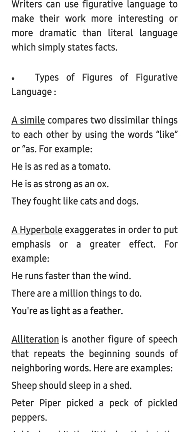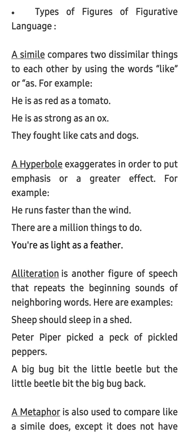Okay? And we're using the word here, we're using as. He is as red as a tomato. Okay? He is as strong as an ox. There's a similarity between an ox and that person, and it is in what? In the strength. They fought like cats and dogs. Here we're using like instead of as. So like and as both qualify for it to be a simile.